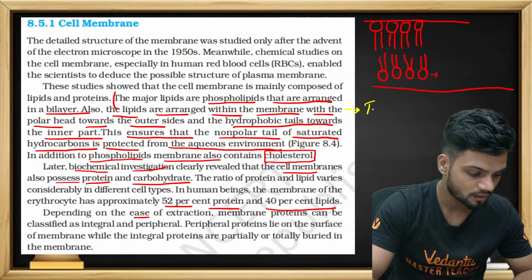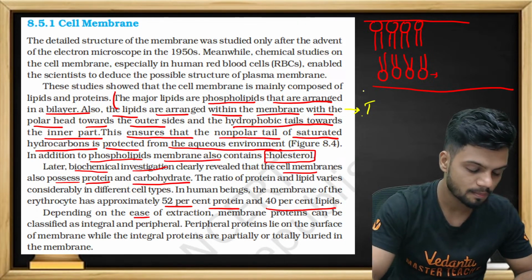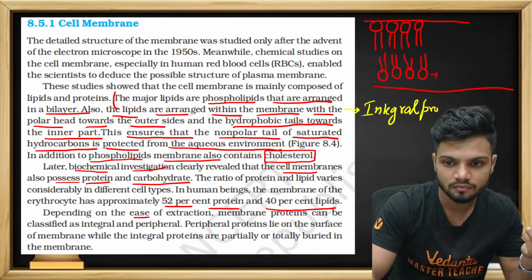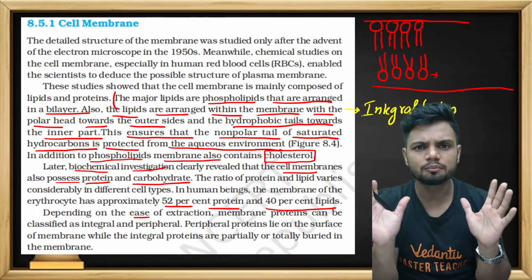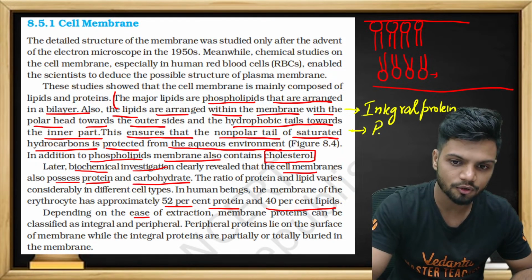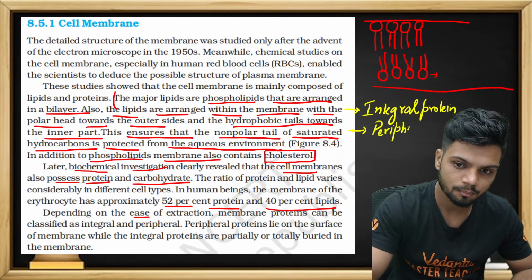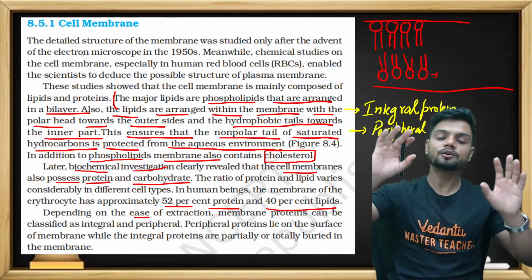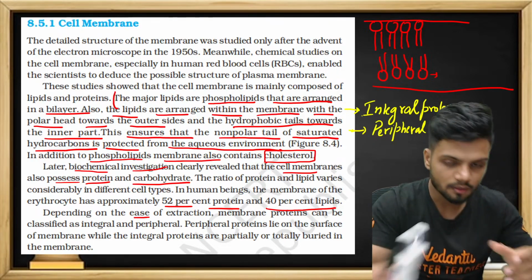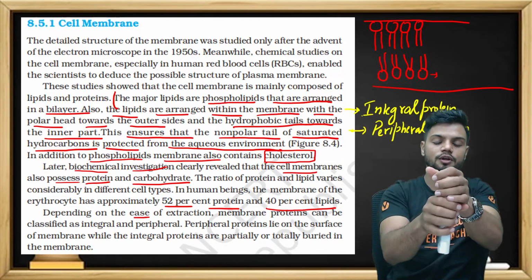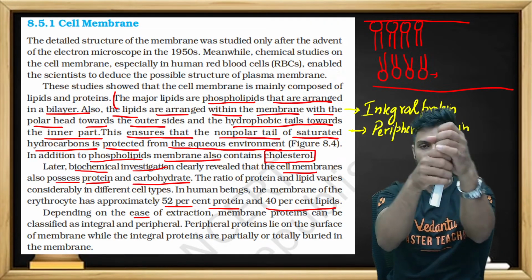So based on the ease of extraction, we have something called integral proteins. Integral means completely inside. Integral proteins will be completely inside; you can't remove them. The other type is called peripheral proteins, which are present on the outside. You can remove them easily. Imagine a peripheral protein present on the outside, you can remove it easily. An integral protein, which is already on the inside, you cannot remove at all.